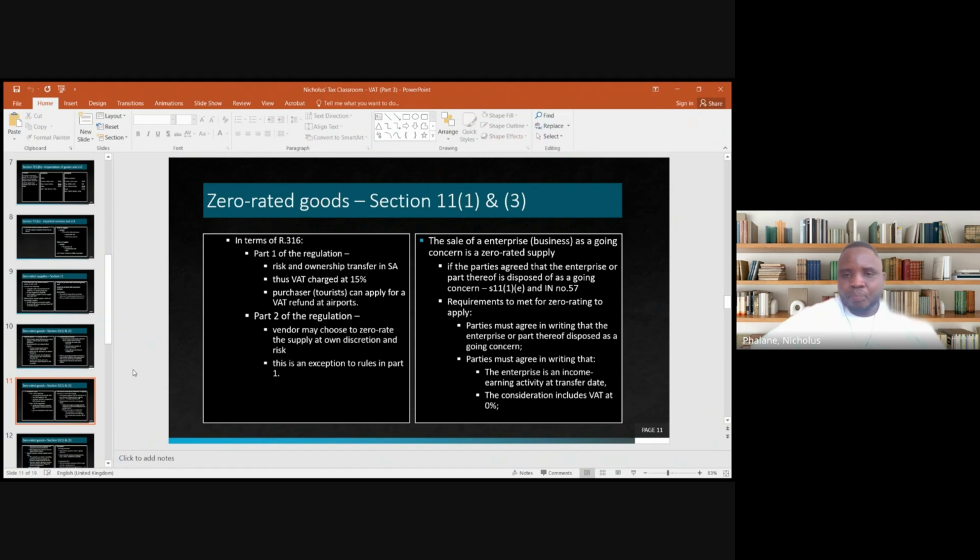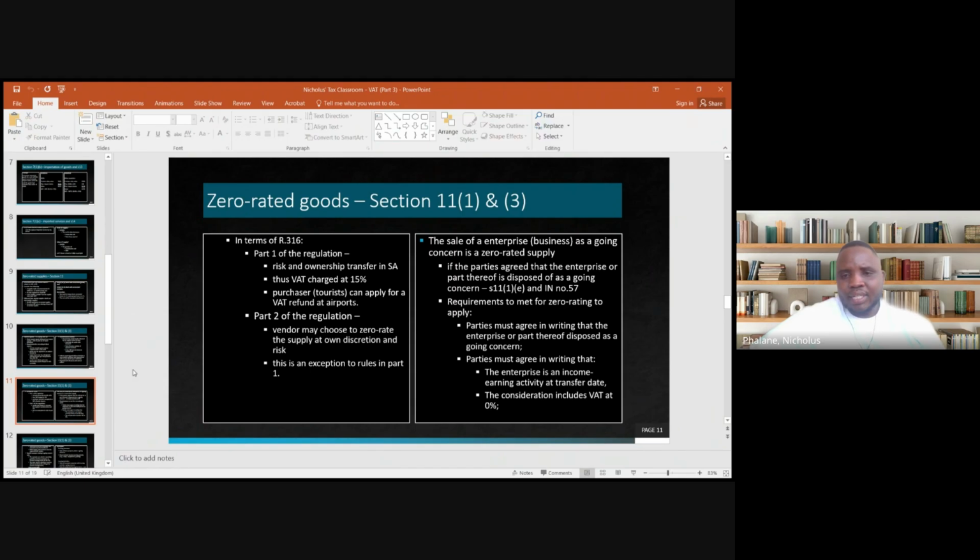Great. Then we are done with exports, both direct and indirect. So the sale of a going concern, right? The sale of a business or an enterprise as a going concern is a zero-rated supply, all right?